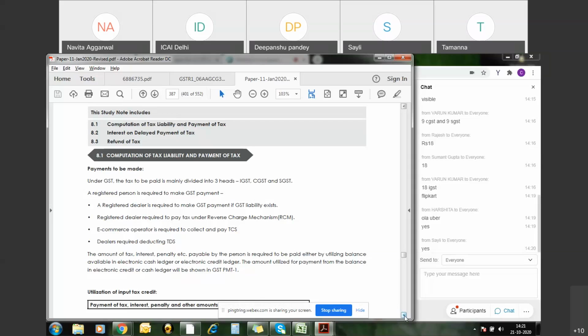As we have studied under the GST law, whatever tax has been paid by a registered dealer on the purchases, he is entitled to take the input tax credit of that tax against the outward GST liability that he is liable to pay to the government. Suppose he has made an outward supply of rupees 100, and the applicable tax rate is 18%. So he will collect 118. He is going to sell this to the end user, collecting 118 rupees on that.